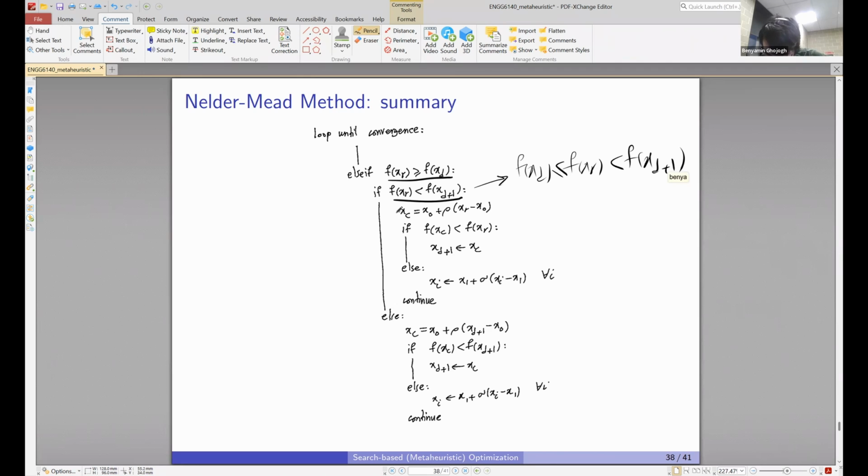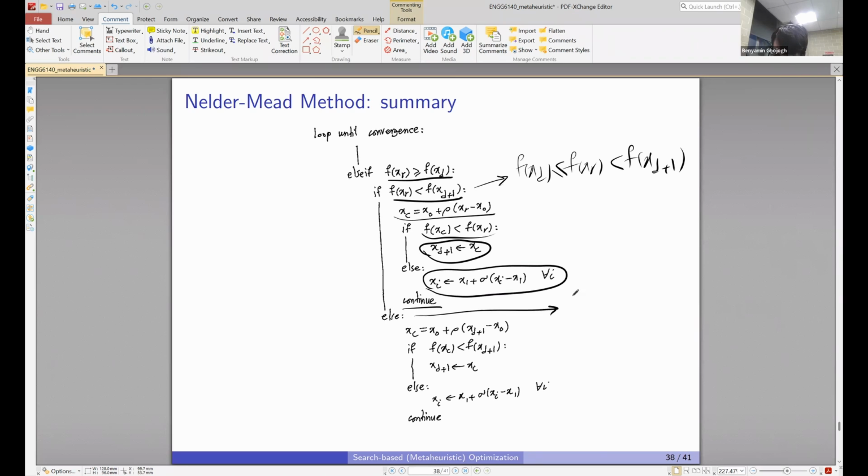then calculate the contracted point outside. Why? Because we maybe want to contract the reflected simplex in the reflected direction, because xr, although it's not ideal, is better than the worst corner. Then if the contracted point outside is better than the reflected point, replace the worst corner with the contracted point. Otherwise, shrink the simplex and go to the next iteration.